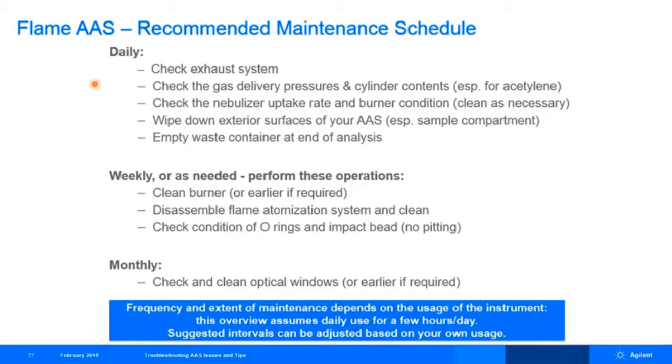The most important thing are the checks you need to do every time you run your instrument, which is usually on a daily basis. We want to make sure that there's enough gas in the cylinders at the start of the run, and that's especially important for the acetylene, to make sure there's no carryover of acetone into the gas box of the instrument. We want to make sure that the exhaust system is working correctly. We want to check the nebulizer uptake rate and check that the burner is clean and okay for analysis. We should then be ready to start the analysis.